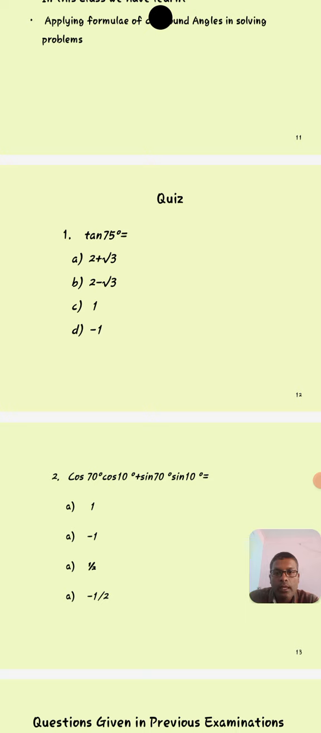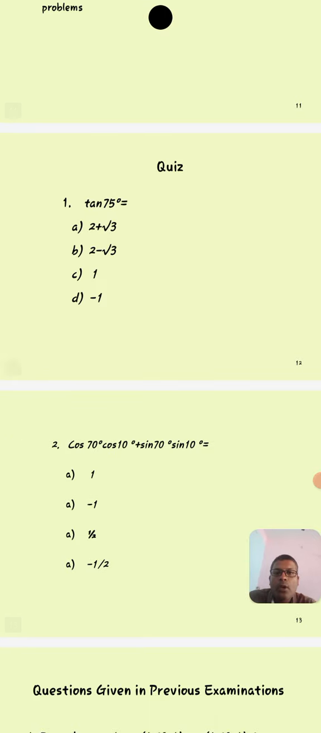Option A is 2 plus root 3, B is 2 minus root 3, C is 1 and D is minus 1. What is the suitable answer? You have to choose. Using the concept of tan of A minus B or cot of A minus B formula.